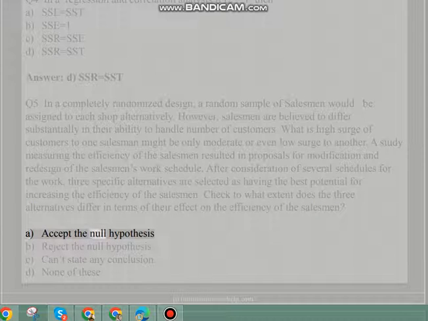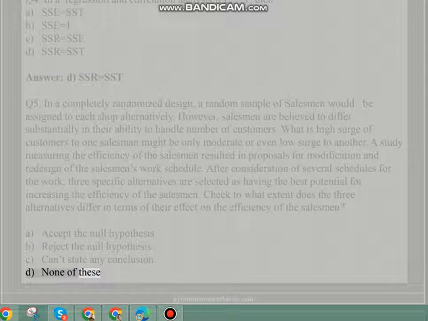A. Accept the null hypothesis. B. Reject the null hypothesis. C. Can't state any conclusion. D. None of these.